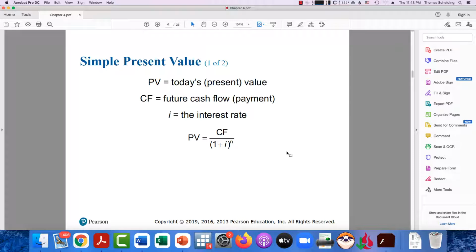And if we want to look at the equation for that present value, if we wanted to just rephrase that, it would be the present value is equal to the future payment, which in this case would be that I pay you $100 3 years from now, divided by 1 plus the interest rate to the time period power.